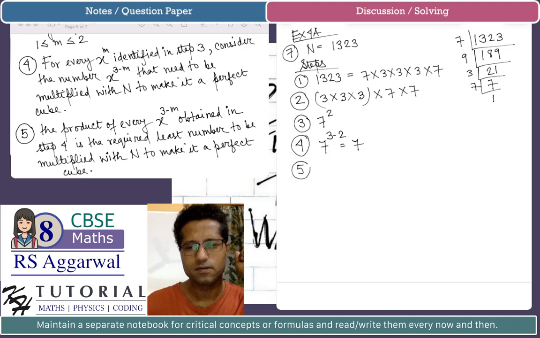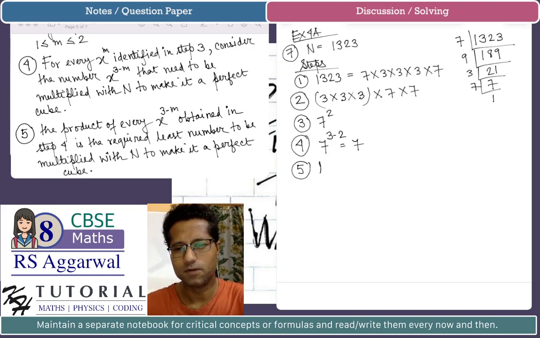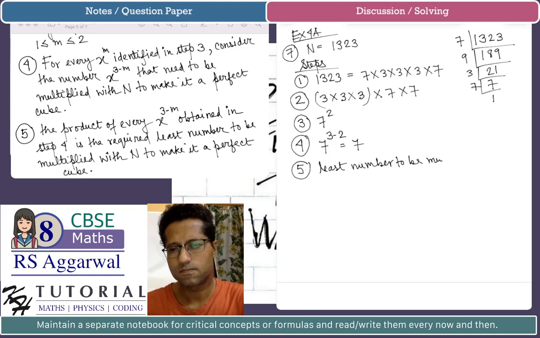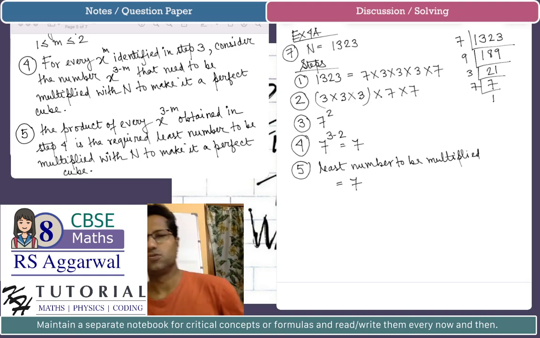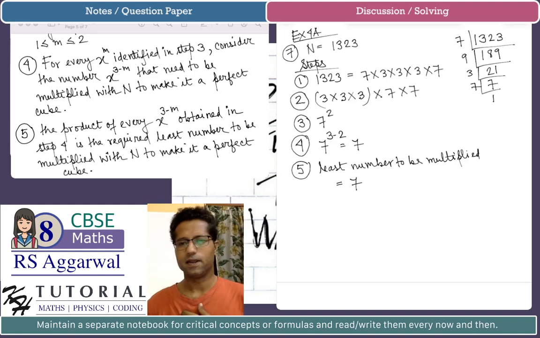What is step 5? Step 5 is the product of every x to the power 3 minus m obtained in step 4 is the required least number to be multiplied. So in this problem, the least number to be multiplied is all the numbers I obtained in step 4. Since in this problem we are having only 7, it is 7. So 7 is the least number that needs to be multiplied with 1323 to make it a perfect cube.